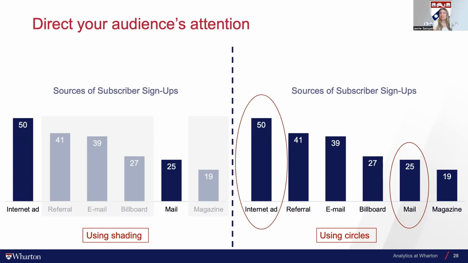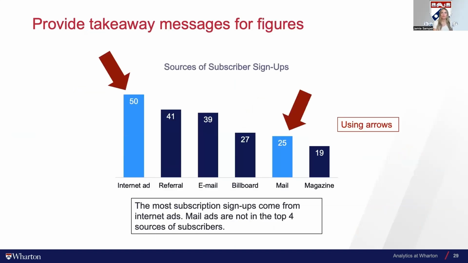Something else you can do that has that same effect is use circles, like the ones that you see in the figure on the right here. Right now, we're talking about internet ads and mail ads, and you can then move these circles to the different groups that you're going to talk about when you start talking about that information. Another thing you can do to direct your audience's attention is to use things like color and arrows.